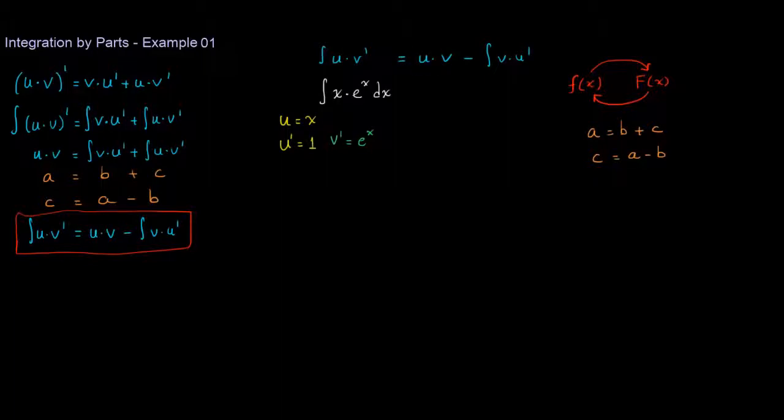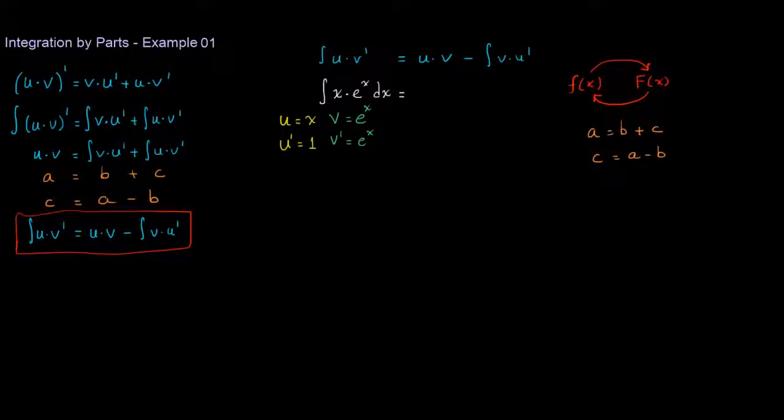We already have this piece, this u prime, we have the v prime, but we have to find this v to locate in these two parts. So if we start with a v prime, how do we find the v? Well, this is just taking the antiderivative of this e to the x, which is going to be again e to the x. So now we have everything that we require to fill in the blanks with the right side of the formula.